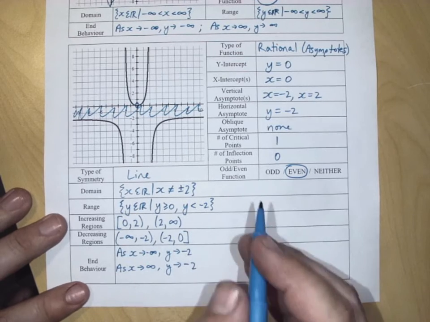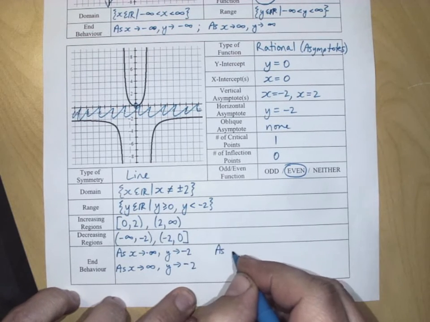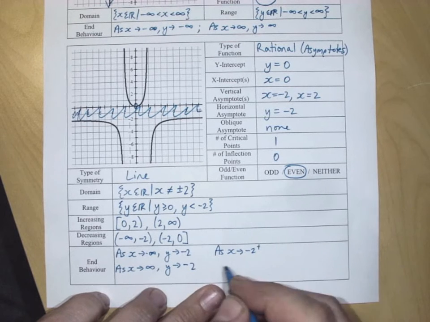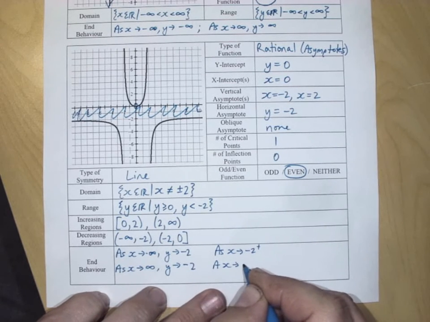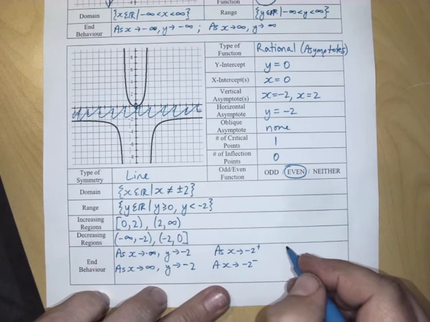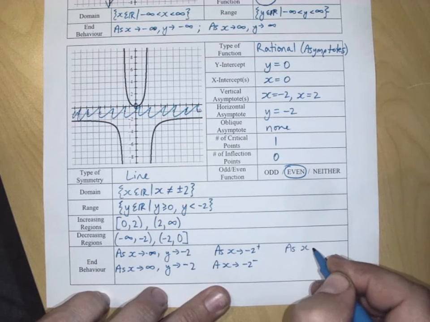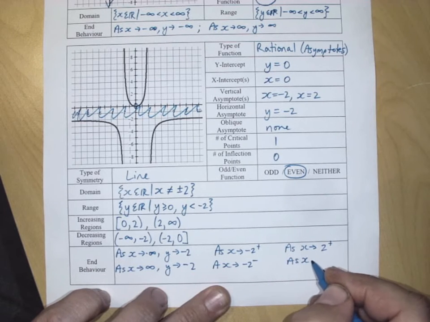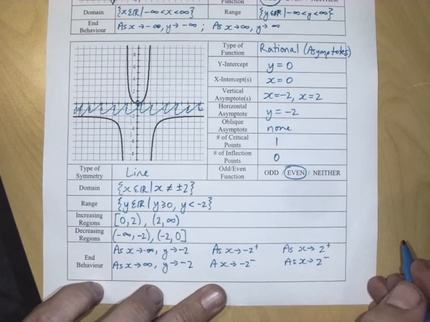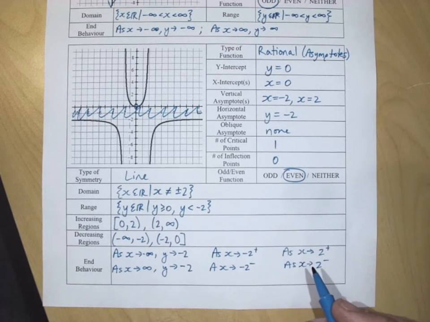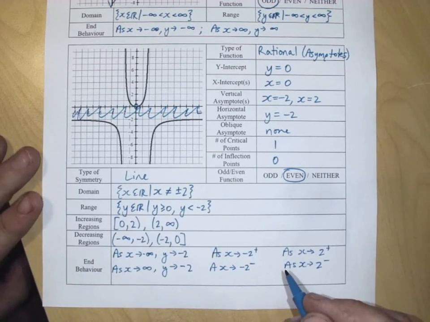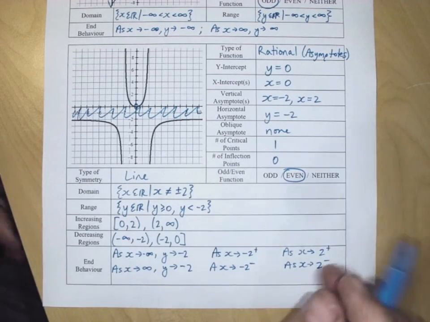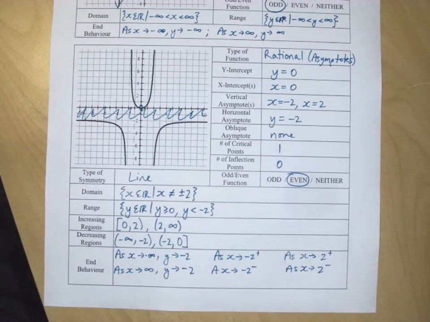There are other values as well that we have to test. As x approaches -2 from the right, as x approaches -2 from the left, and as x approaches 2 from the right, and as x approaches 2 from the left. We have to figure out all of those as they all contribute to this end behavior, not just heading towards negative and positive infinity.